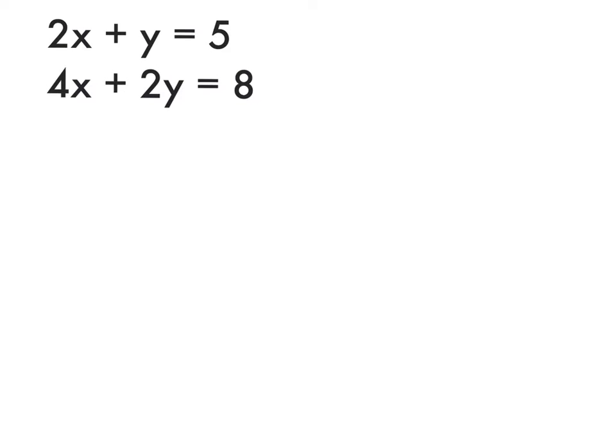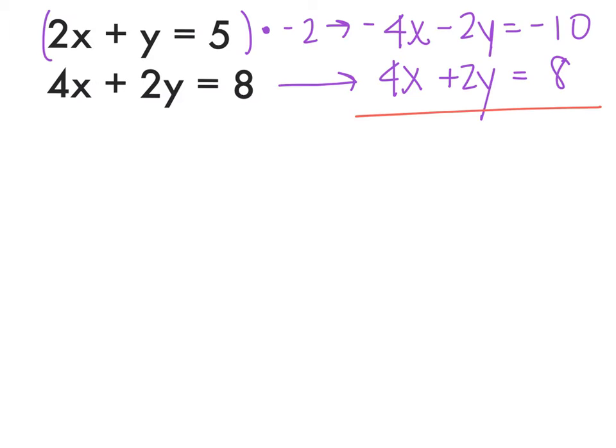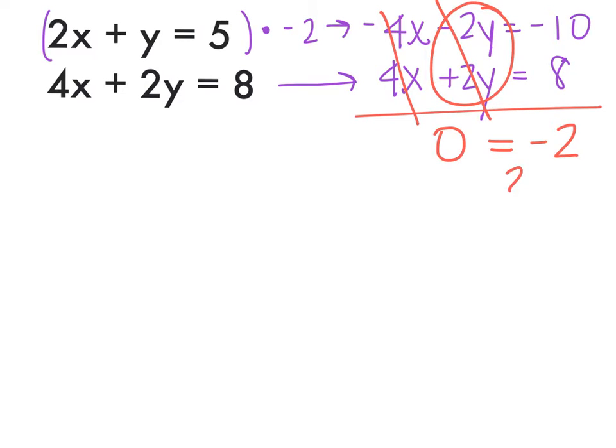So let's take a look at this example. I have 2x plus y equals 5 and 4x plus 2y equals 8. I'm going to use elimination here to solve, and let's see what happens. I multiplied the first equation by negative 2 to make that a negative 4x here, so that these will cancel, but look here, these also cancel. So that gives me 0 equals negative 2. This is what we call inconsistent.